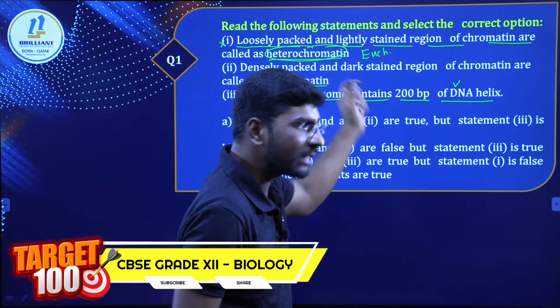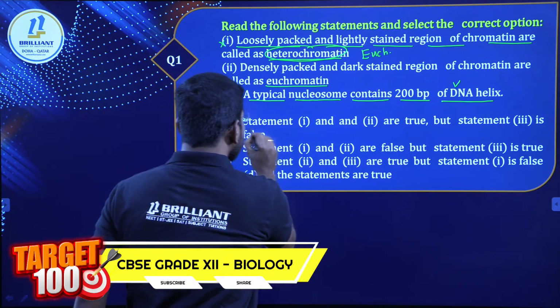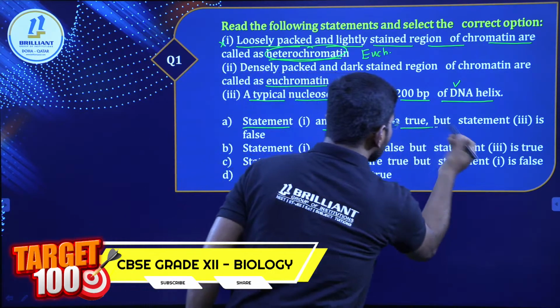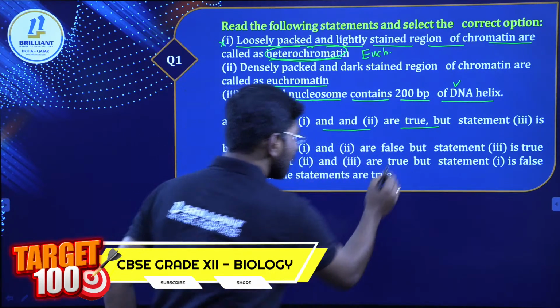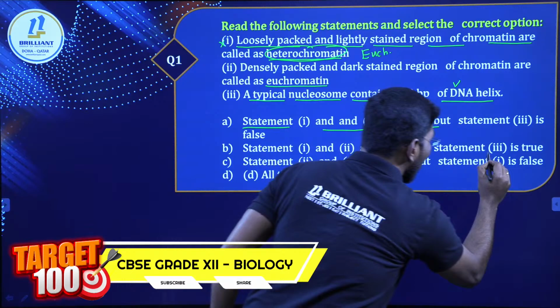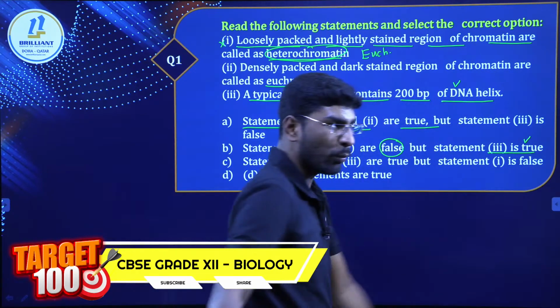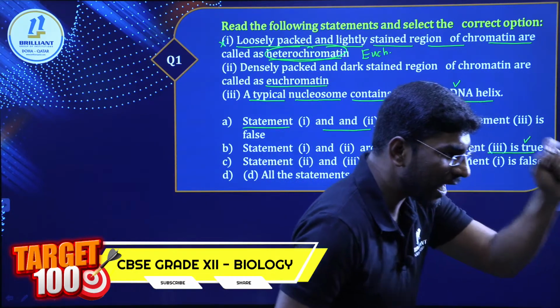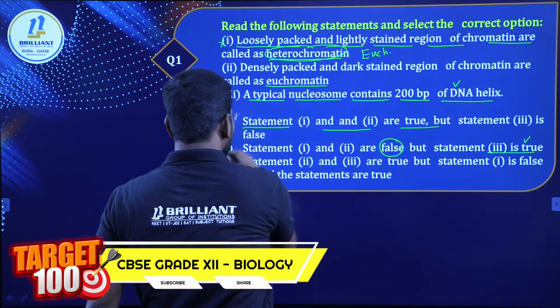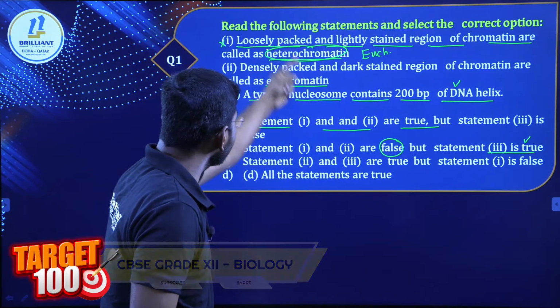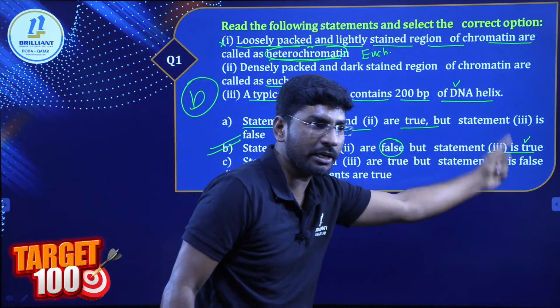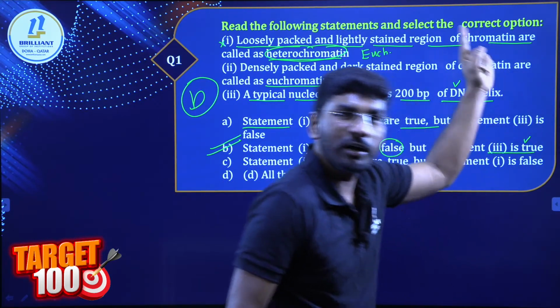So what is the right answer? Look at the first option: statement 1 and statement 2 are true. They gave no. Look at the second one: statement 1 and statement 2 are false, and statement 3 is true. So what is your answer? The right answer is option B. Am I clear? First 2 statements are false and the last statement 3 is true. That is right. Very good.